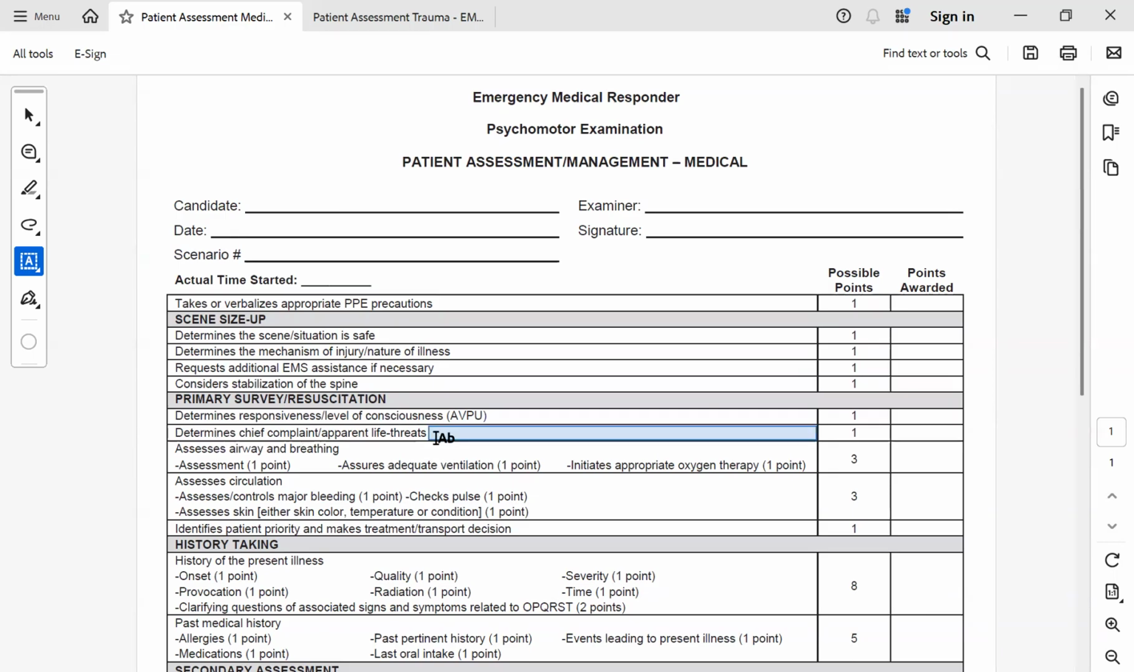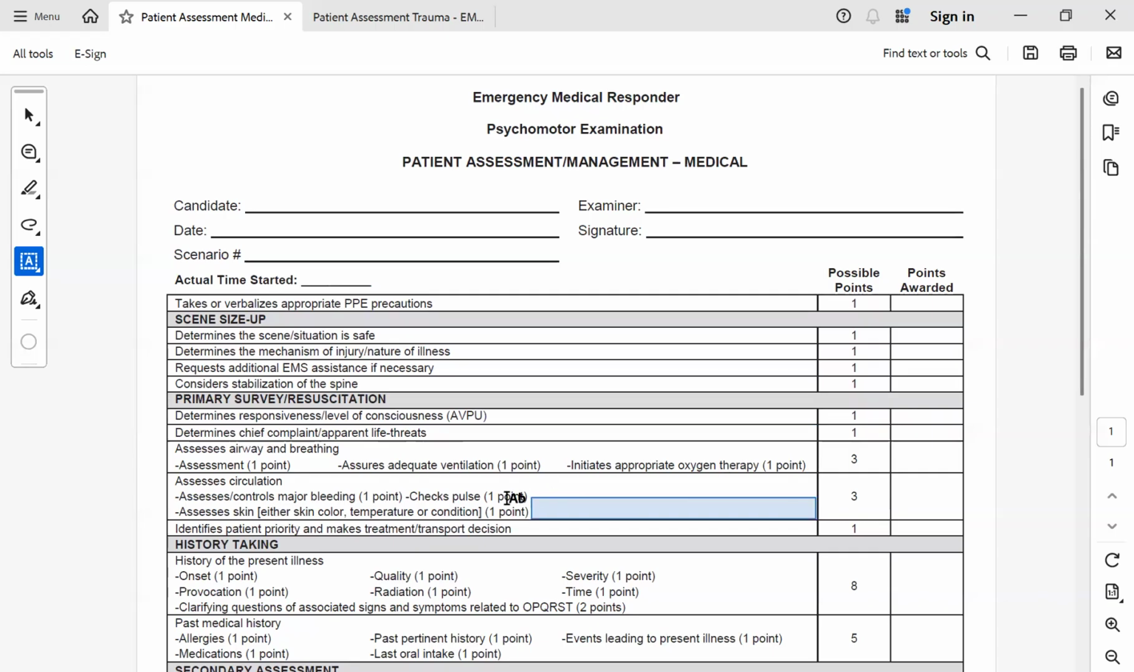Apparent life threats under this would be if somebody's bleeding out, like there's blood everywhere, you can see it squirting out of their artery. You've got to get a tourniquet on that. That comes before ABCs. If you don't see anything like that, no apparent life threat, we move on to airway, breathing, doing our assessment, assuring adequate ventilation, rate, and depth, and initiating oxygen if we need to.